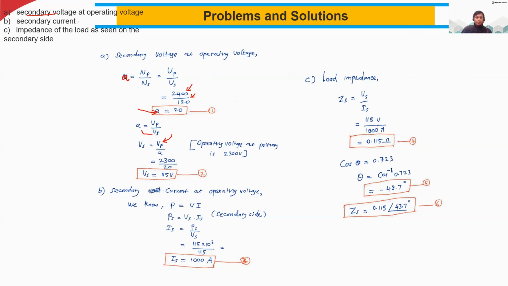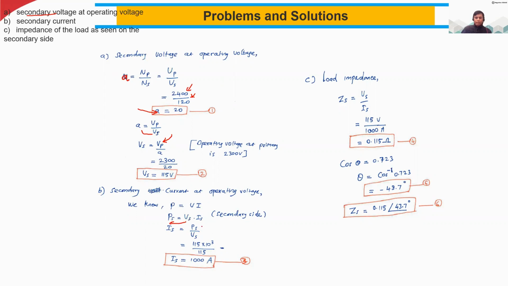The second question is the secondary current, IS. So we know P is equal to VI, V times I. So PS, the power on the secondary side, is equal to VS times IS, the voltage in the secondary multiplied by the current in the secondary winding. So now we want only IS. IS is equal to PS divided by VS. We are just bringing this VS down here.